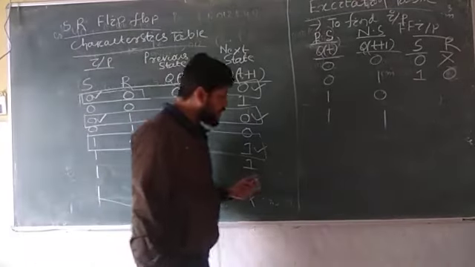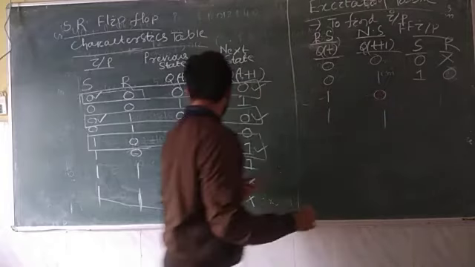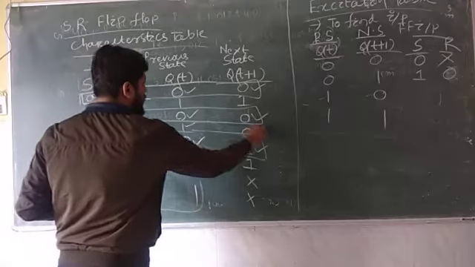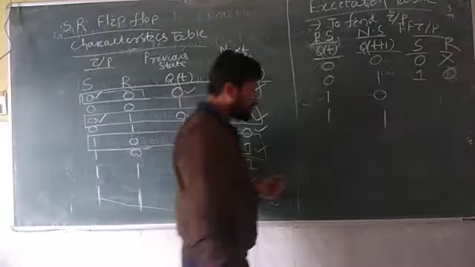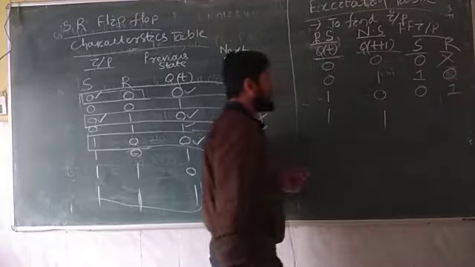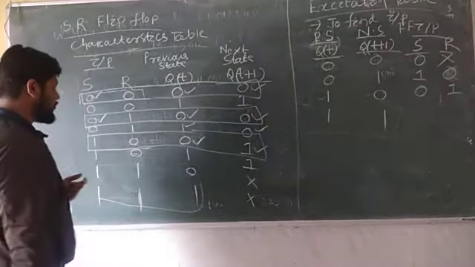The next case is when Qt is 1 and Qt+1 is 0. You can see here Qt is 1 and Qt+1 is 0. So this is the case, that is when S is equal to 0 and R is equal to 1.